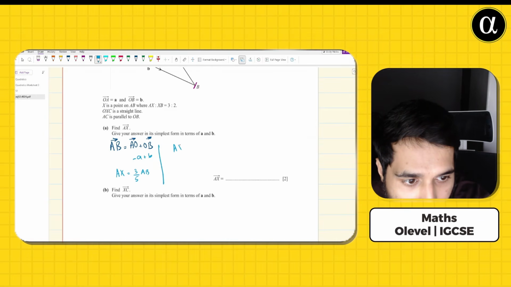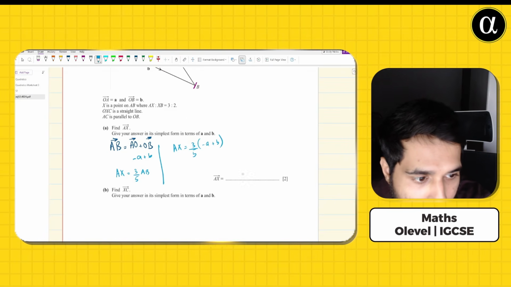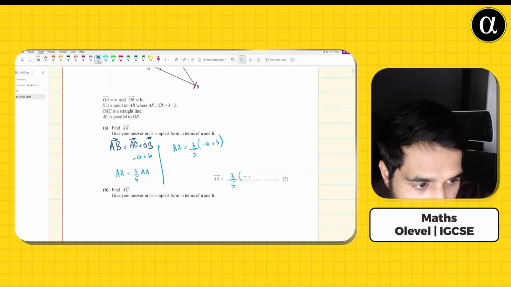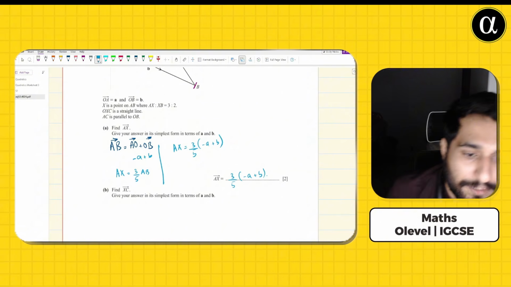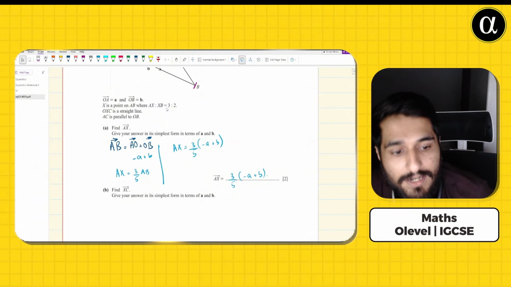So we will say that AX is going to be 3 over 5 of minus A plus B. So this is going to be the answer for this part. Now, part B says that we're supposed to find XC. Give your answers in the simplest form.